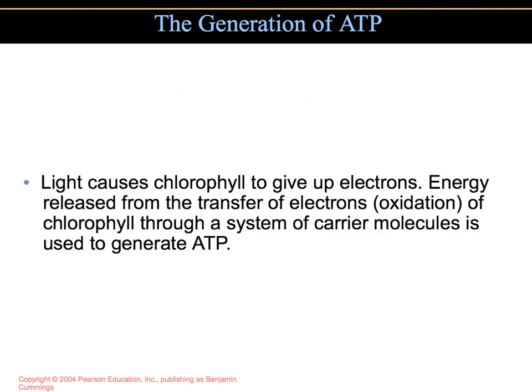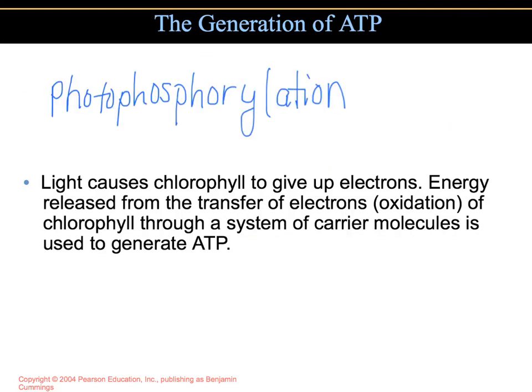Lastly, another way to make ATP is through photophosphorylation. Photophosphorylation will imply that light is being used, and this occurs only in photosynthetic cells. The photosynthetic cells have light-trapping pigments called chlorophyll, which release electrons when it's energized.